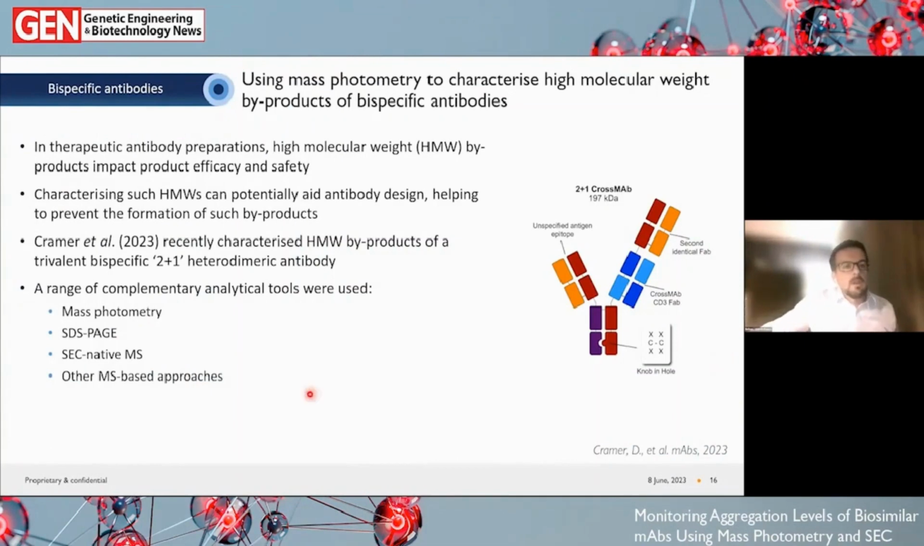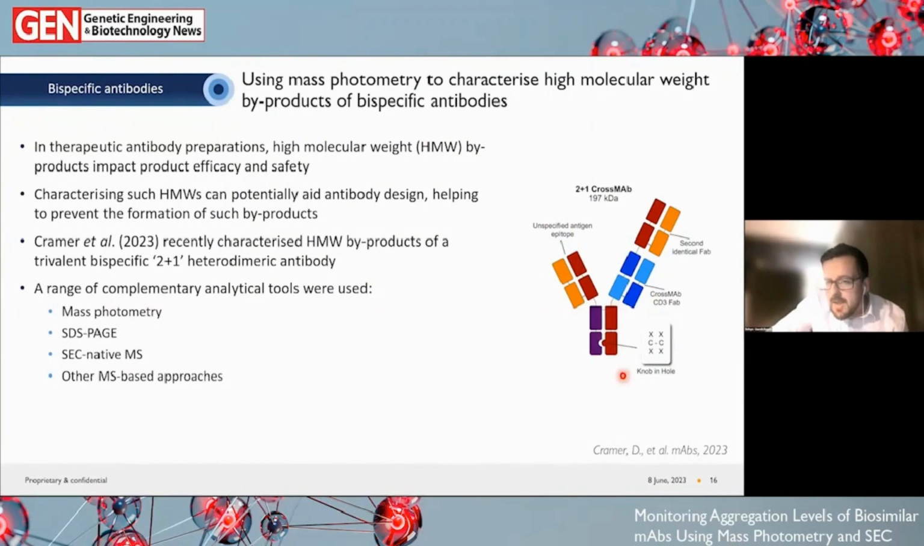There's growing focus on bispecific antibodies, and there's a very nice recent paper that came out earlier this year where mass spectrometry was used to characterize high molecular weight byproducts of bispecific antibodies. So this particular antibody, which is a trivalent bispecific 2+1 heterodimeric antibody that serves as a T-cell engager, brings a T-cell into proximity with a tumor cell, although it's not been disclosed in the literature as to what antigen epitope this part of the antibody is binding to.